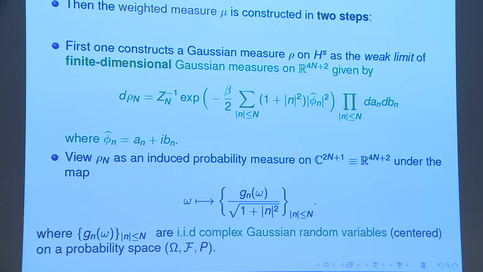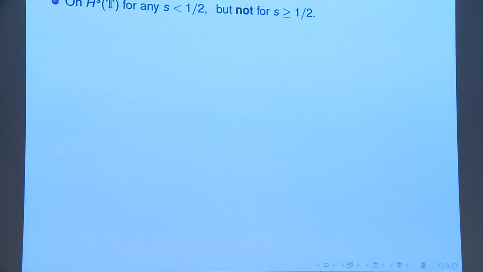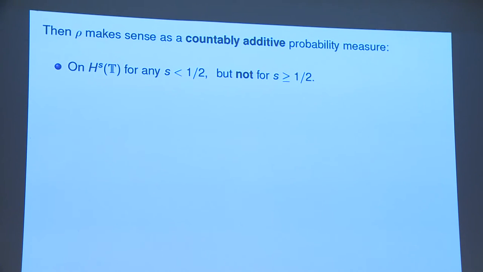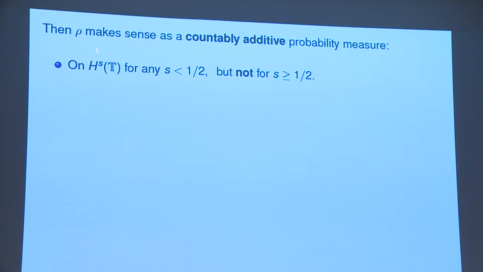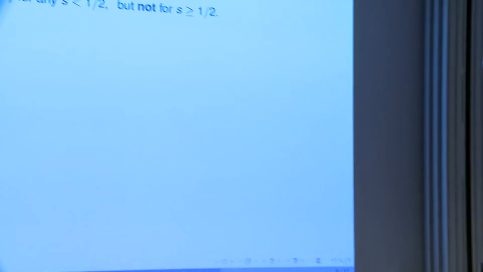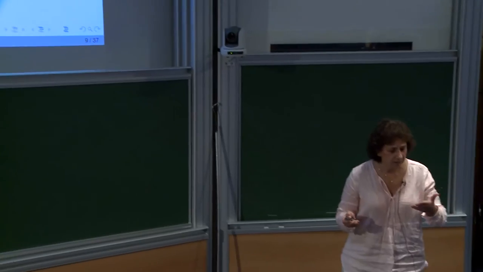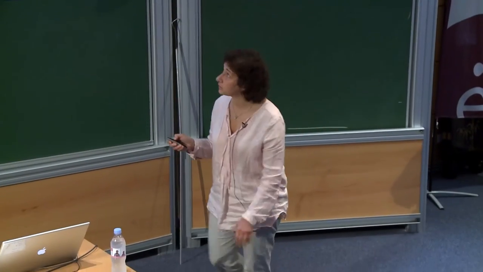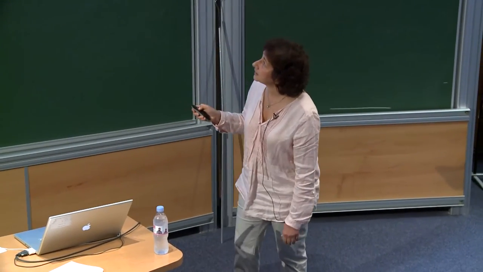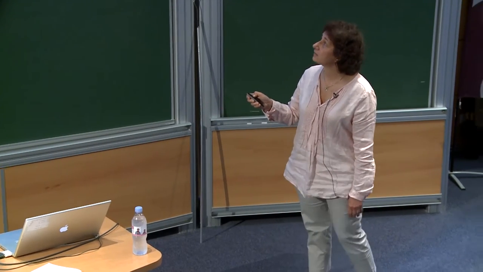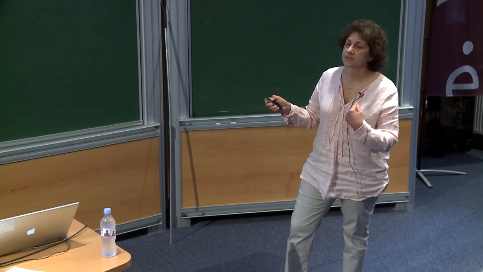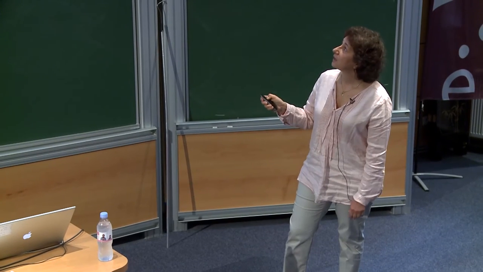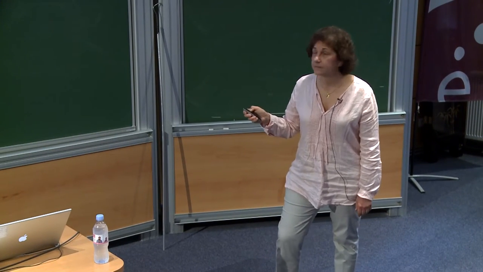take them with mean zero. And so the most important point now is that you want to understand the Gaussian measure rho as a weak limit of these finite dimensional approximations. It's easy to see that they are additive, but they are not countably additive. If you want them to be countably additive, there is a trace theorem that tells you when they are. On H^s, they are countably additive only if s is less than a half, okay? But not for s bigger than or equal to a half.